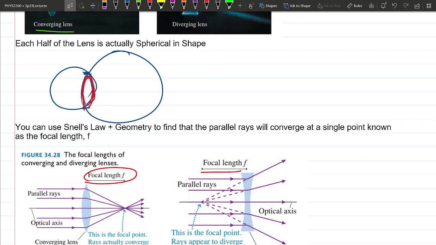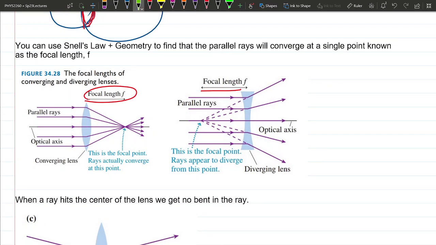The distance from the lens to where the convergence for a converging lens happens is called the focal length. You can do the same thing with the diverging lens, where the real rays would never actually converge in a single point. That's why it's called a diverging lens. But if you do this backtracing, you will also end up at a single point. This is also the focal length of a diverging lens, right?